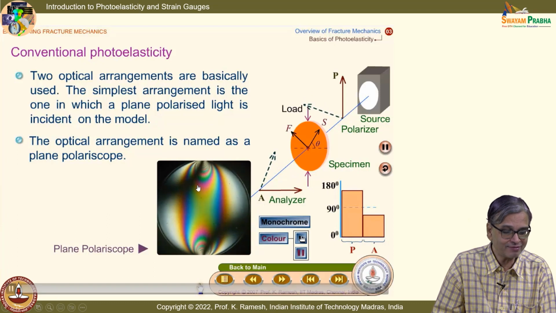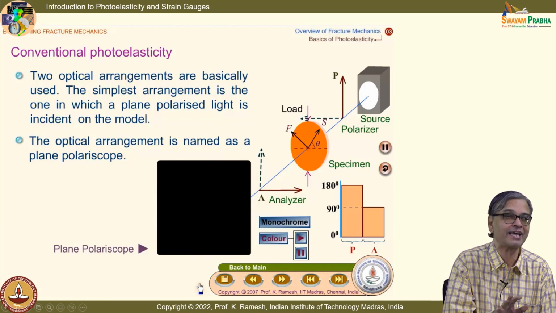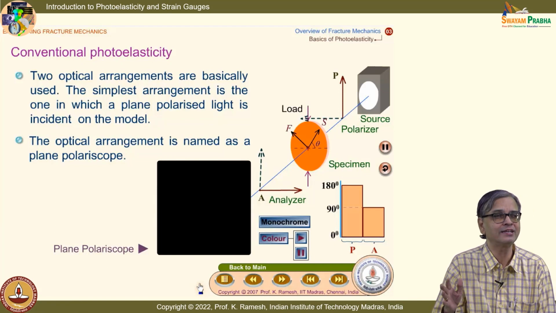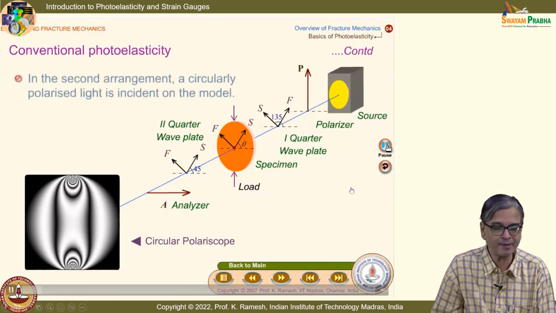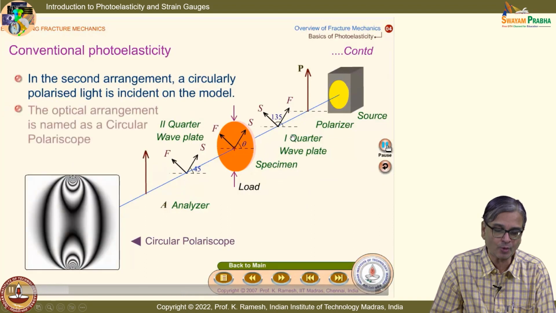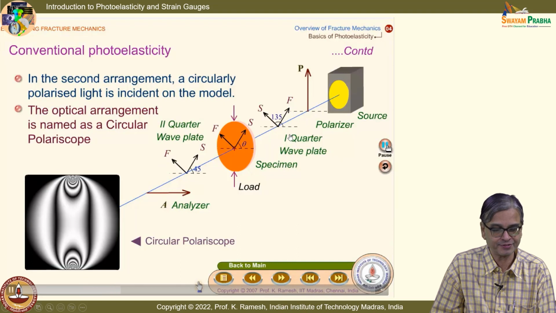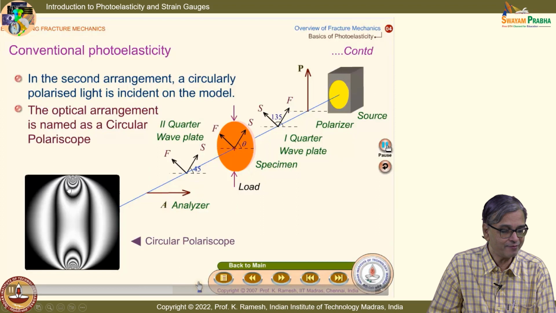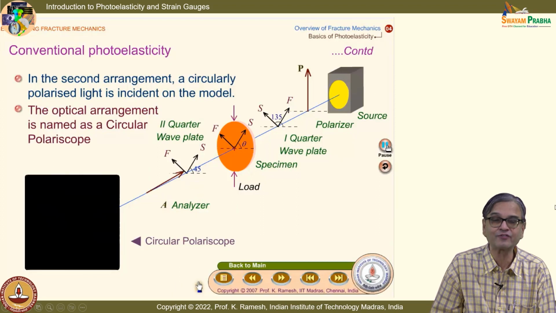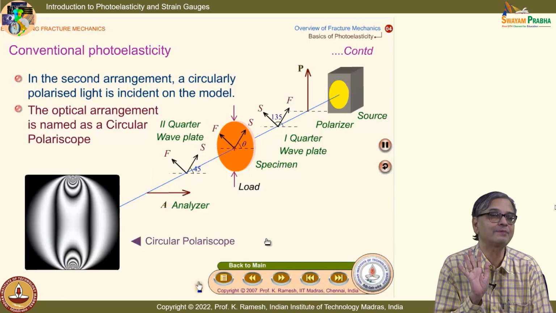So, whenever I have this black fringe, I can relate it to the polarizer and analyzer axis at that point in time, and that can be related to the principal stress direction. Fine. Now I don't send plain polarized light, but I put another optical element which will help me make it circularly polarized. When I send circularly polarized light, I have a convenient life. I see only one set of fringes.